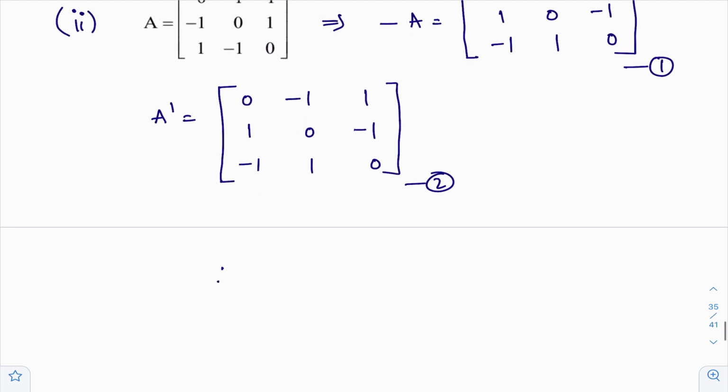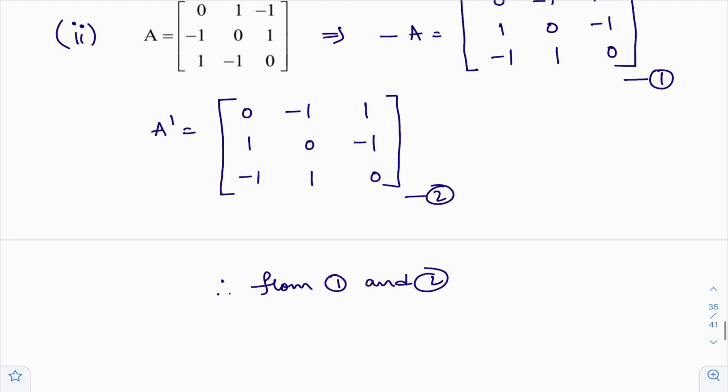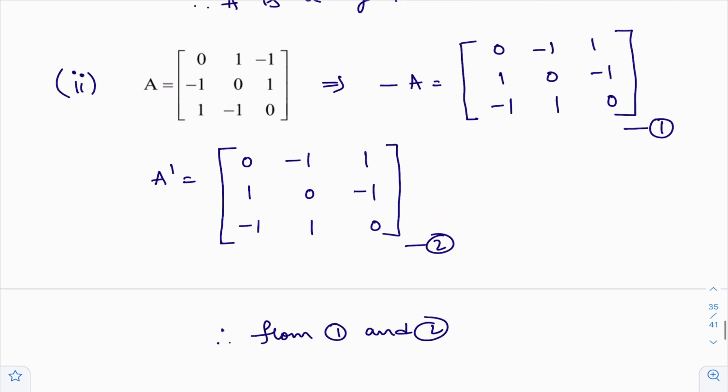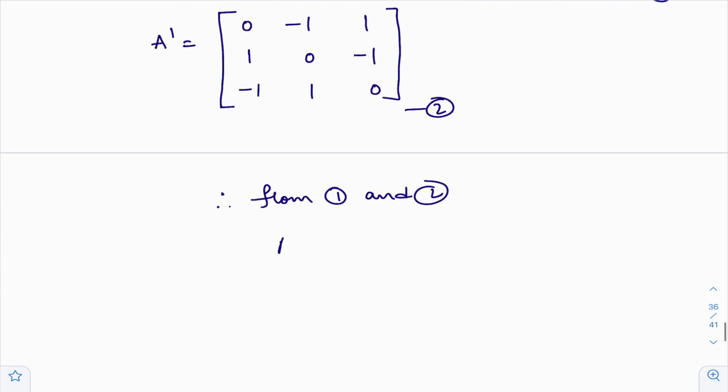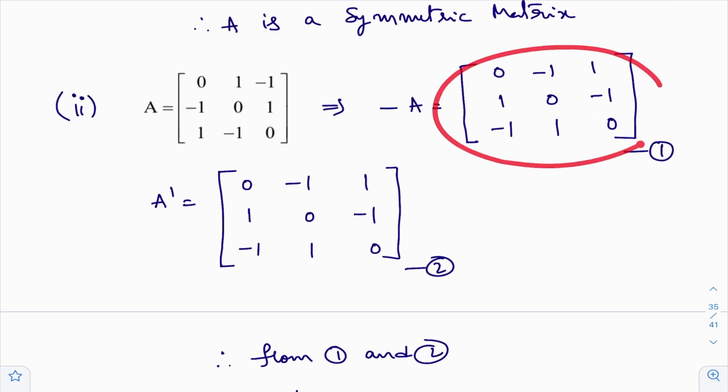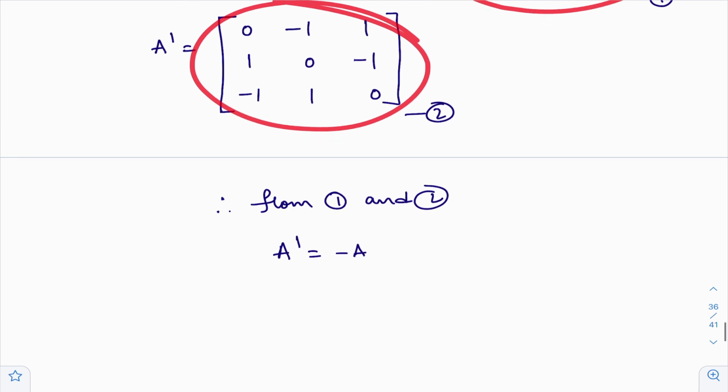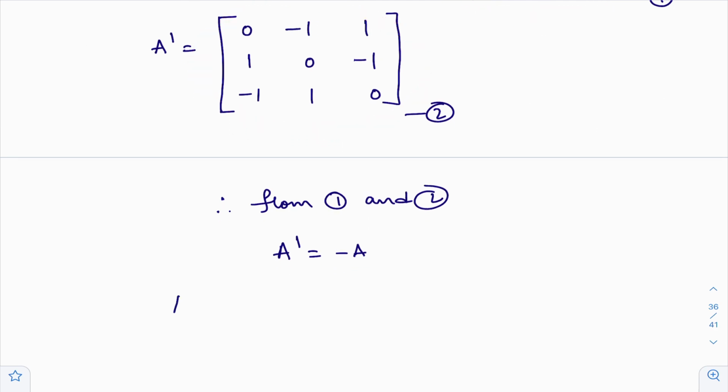Therefore, what you will write here, from 1 and 2, what I can say? I can say that A transpose equal to minus A. These two are same matrices. When A transpose equal to minus A, then what you can say? Therefore, A is a skew symmetric matrix. I hope you are understanding.